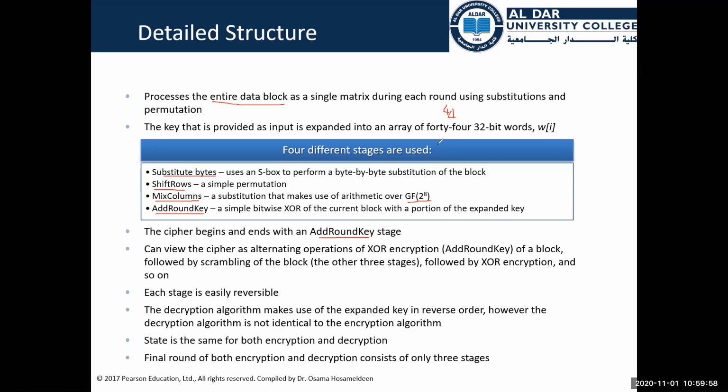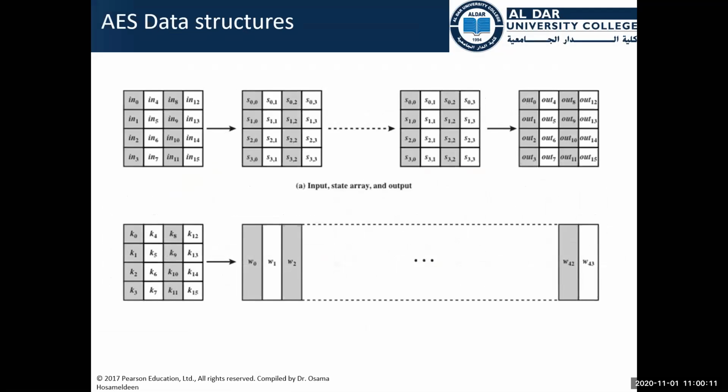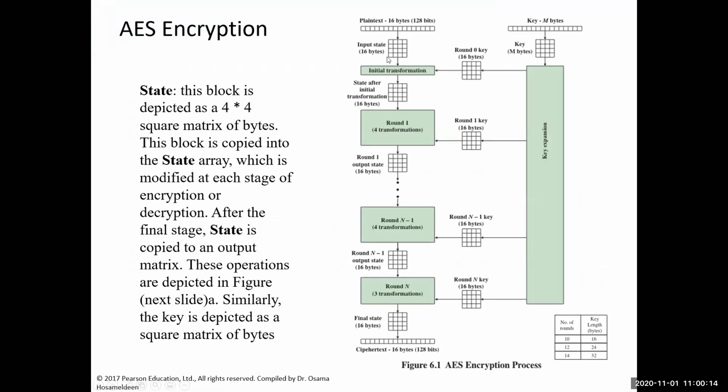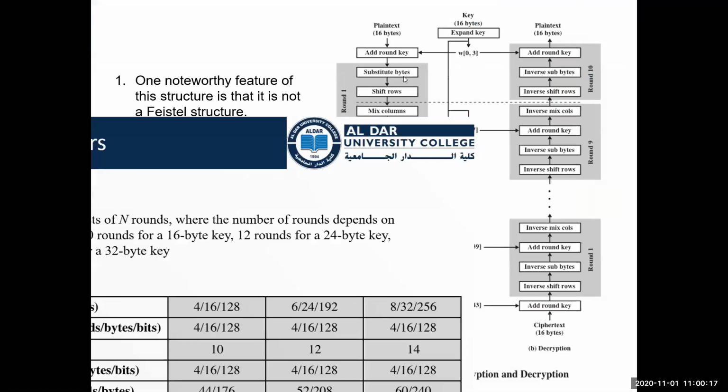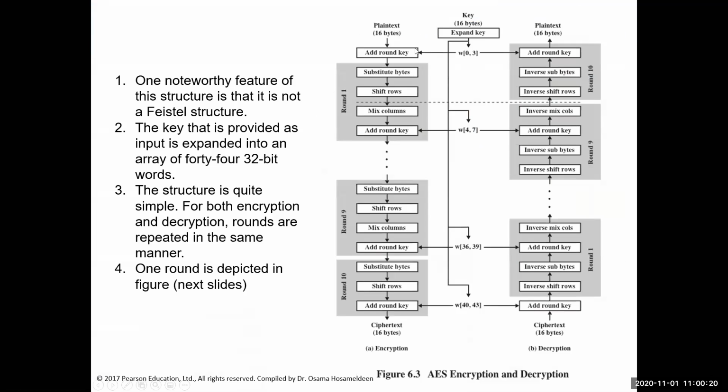If we return back, let me remove this drawing and then return it back. This one. So it starts with add round key, not here actually. Here, it starts with add round key and ends with add round key. Starts with add round key and ends with add round key. And take care, you see each round is 4 stages, but the last round is only 3 stages.